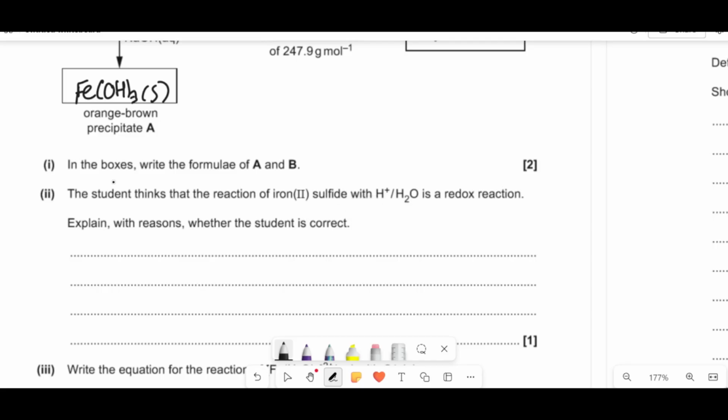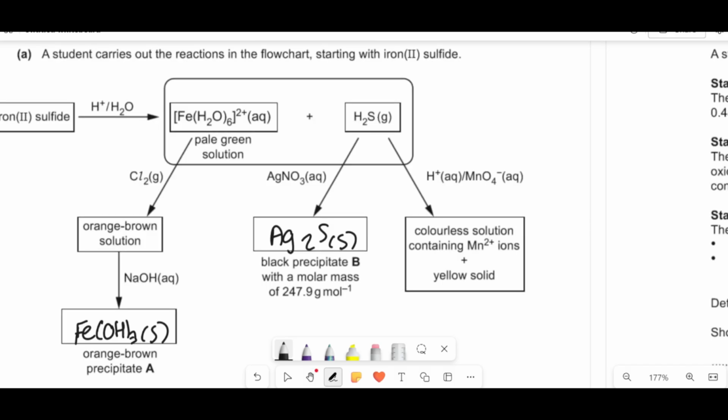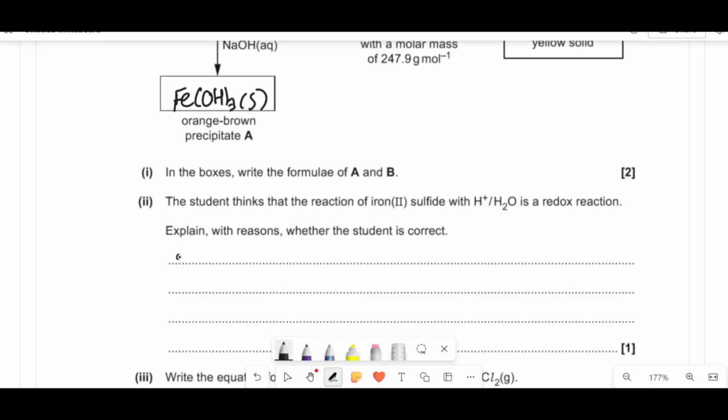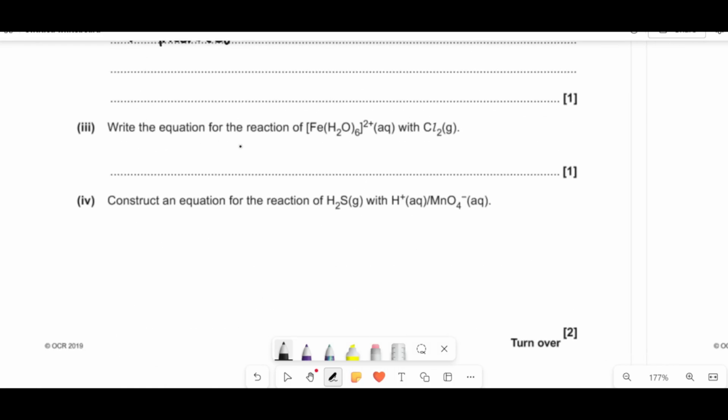The student thinks that the reaction of iron 2 sulfide with H+ and H2O is a redox reaction. Explain with reasons whether they are correct. So if we have a look, where is that? H+ with H2O. Iron sulfide here to here. The question's quite funny. It's like, this student thinks this reaction is this. If we have a look, iron 2 sulfide is still Fe2+. The oxidation state is the same. So there's no change in oxidation state. The Fe is still +2. Therefore, they are incorrect.